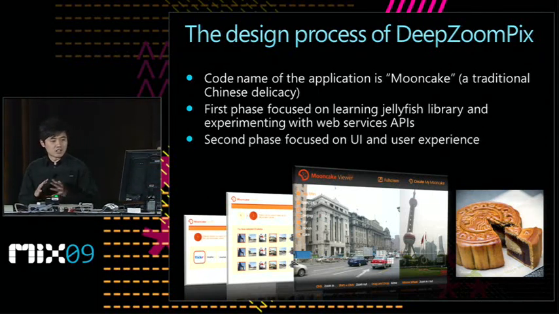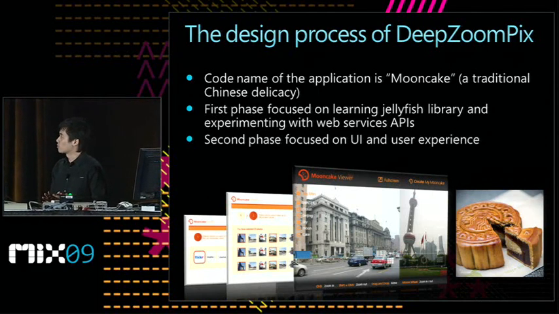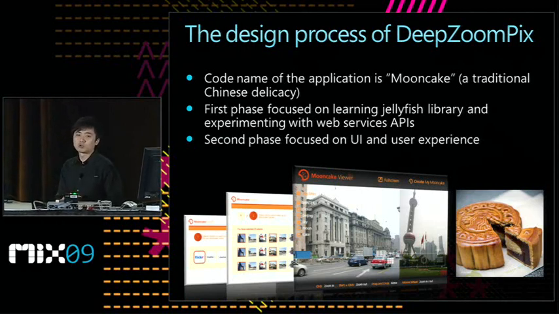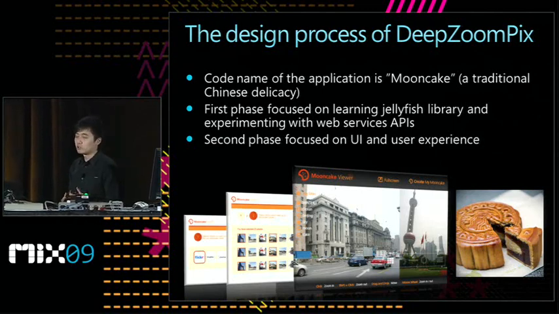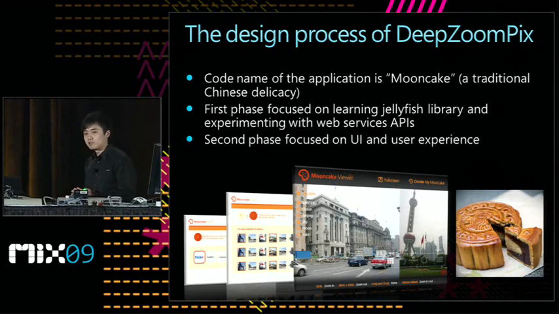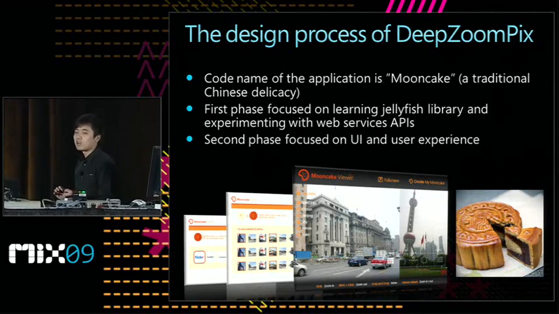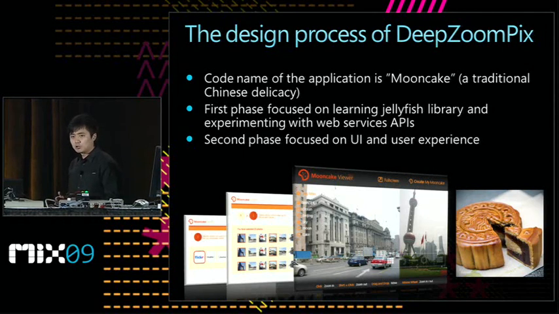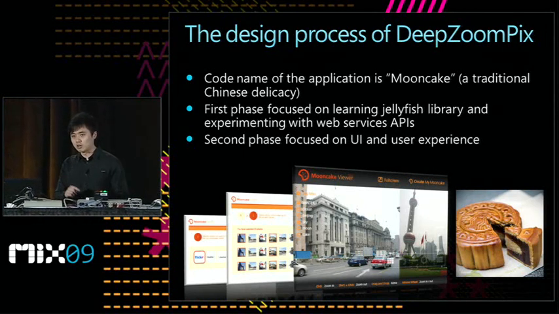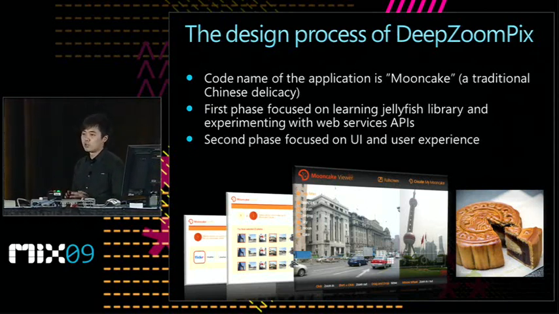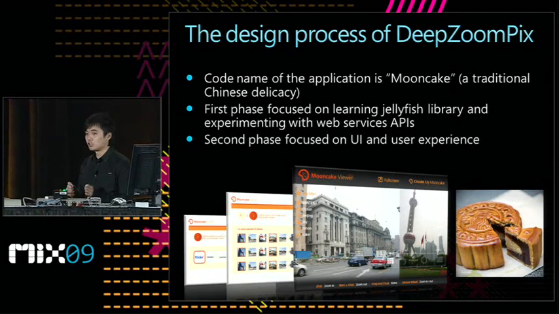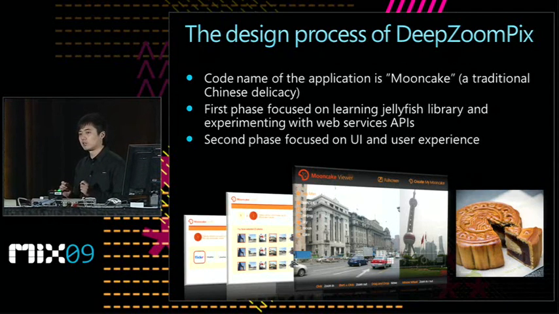So for the first design iteration, we focused on two things. Firstly, we wanted to know how Jellyfish works, such as its performance and workflow, by building a simple prototype. And secondly, we wanted to test the performance and workflow of grabbing photos from online photo providers, such as SmartMark and Flickr, so that users can quickly move their albums from the cloud into our mooncake service. Then, in the second phase, we focused on building the final UI and integrating the full Jellyfish library.